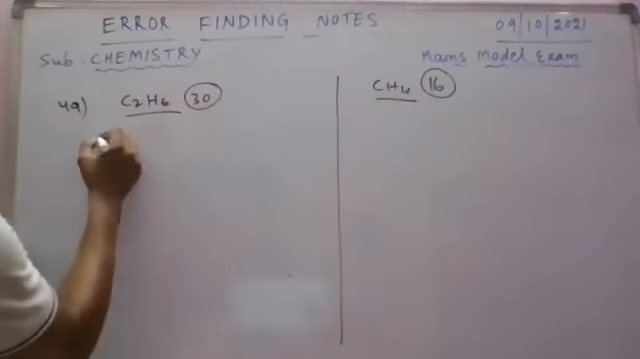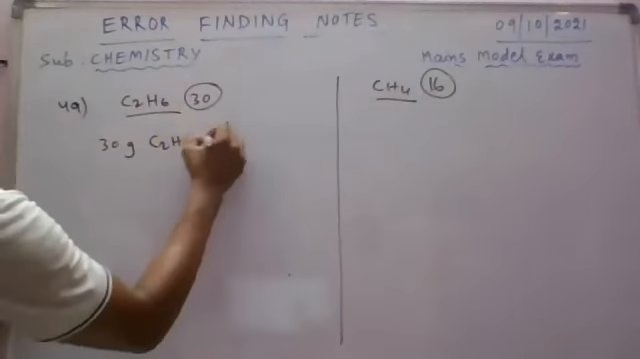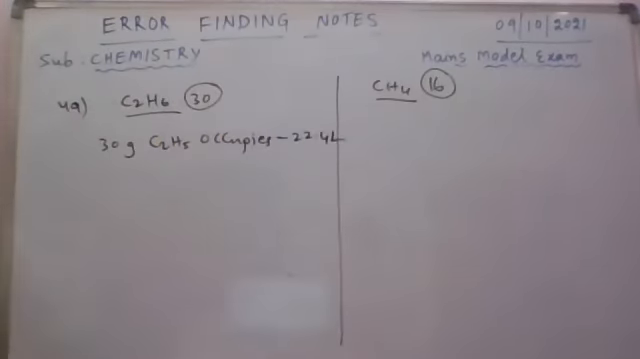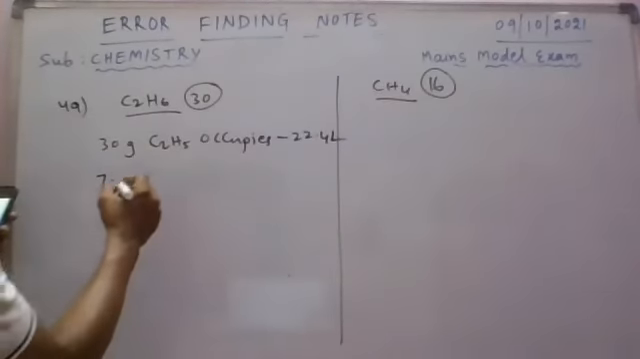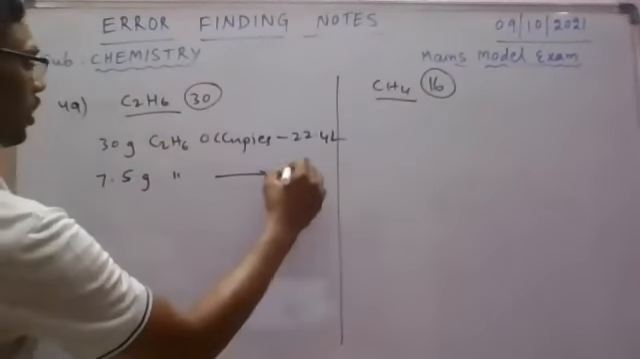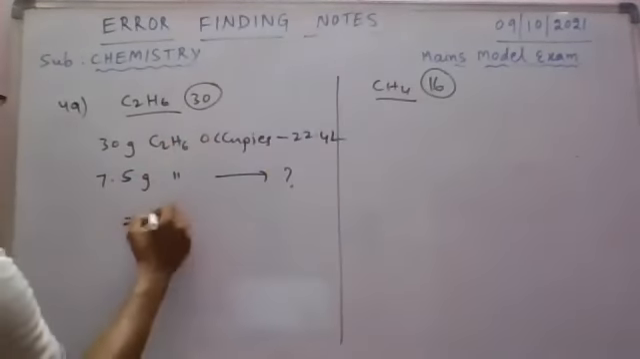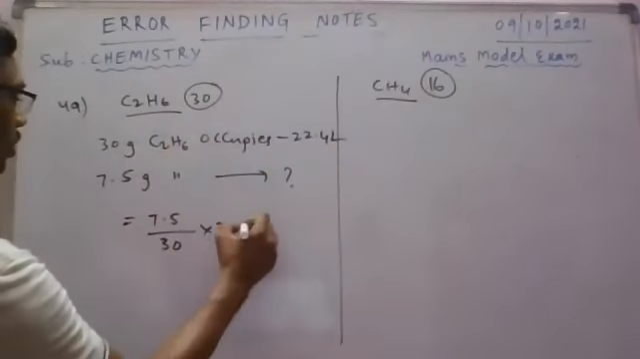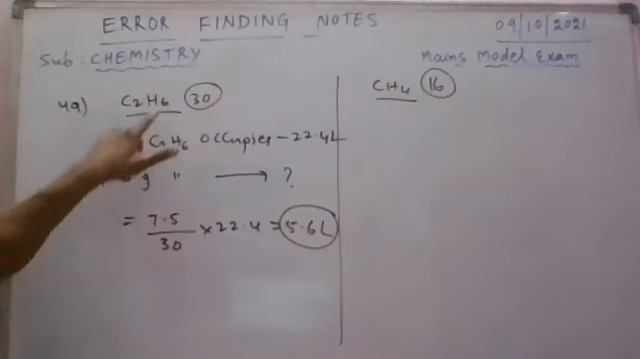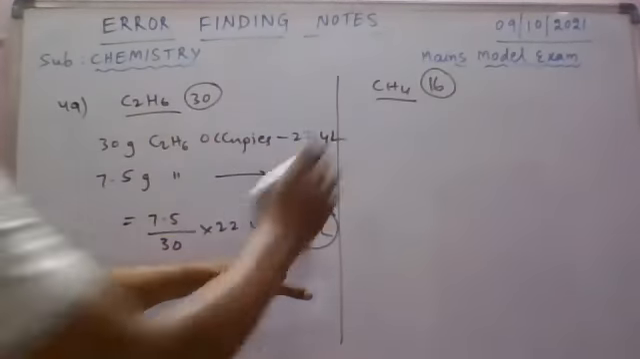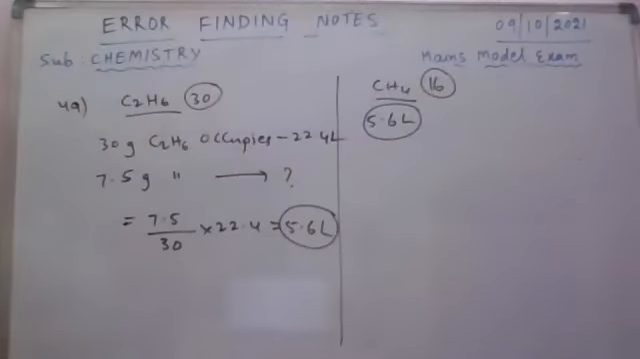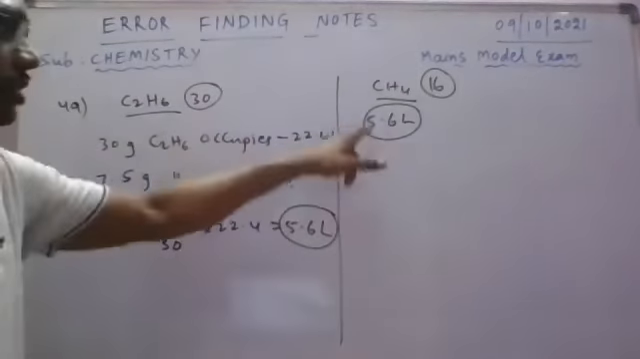Look at the question. Here 30 grams of C2H6 occupies 22.4 liters. Here in the question, 7.5 grams of ethane C2H6 occupies how much volume? That is equal to 7.5 by 30 into 22.4, you get 5.6 liters. So 7.5 grams of ethane has volume 5.6 liters. So here methane also has 5.6 liters volume. Okay, the same volume is given.